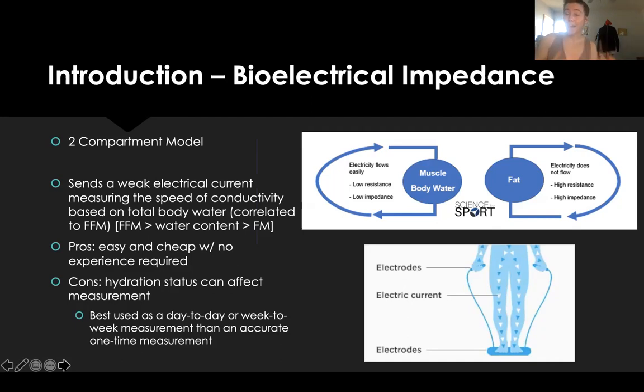A bad way to use this machine is to just step on it one day and look at your body fat percentage and it's just like, yep, that's what my body fat percentage is. It might not be totally accurate, because depending on your hydration status and a bunch of other factors, it's probably not gonna be super accurate. The one time body fat percentage, that's not gonna be accurate. But it's cheap and easy, no experience is required. And yeah.